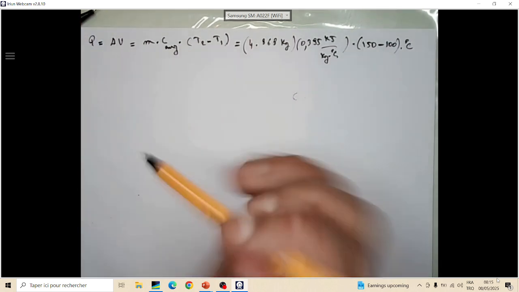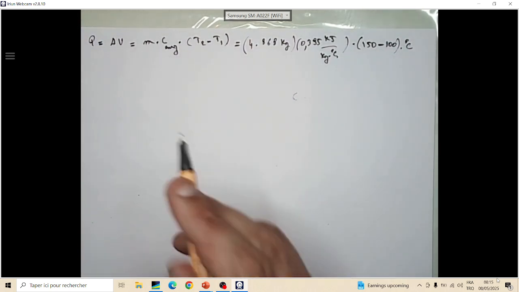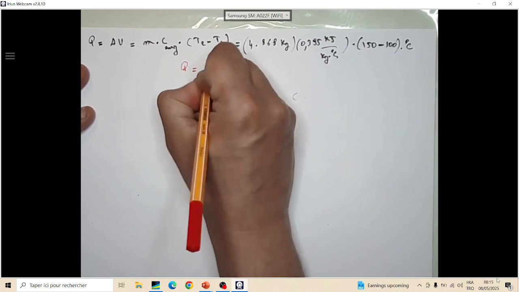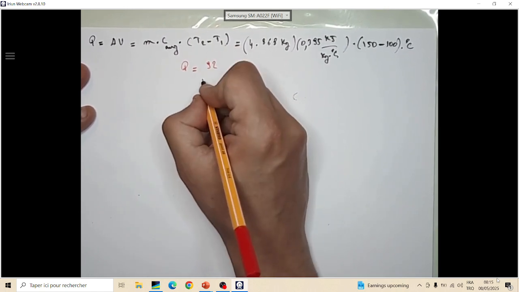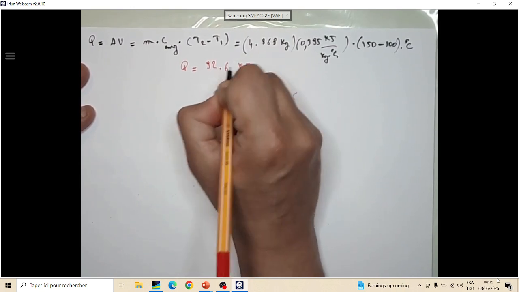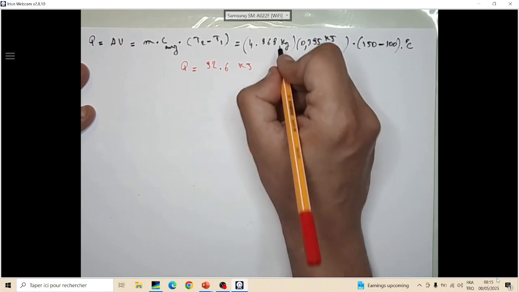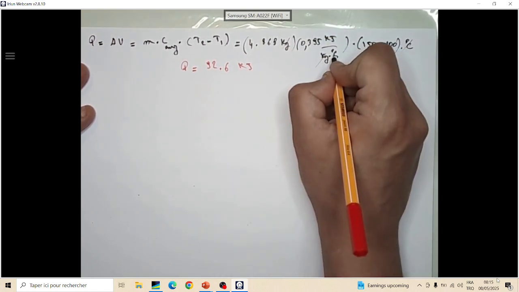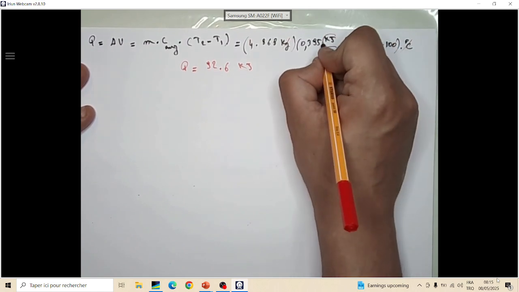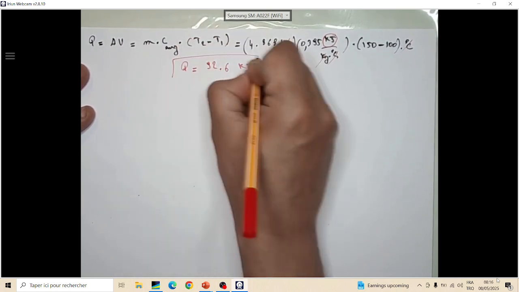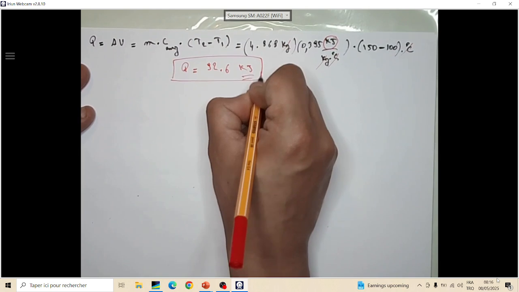This will give me, for the value of Q, 92.6 kilojoule. So why kilojoule for the units? We have this kilogram cancelled with this kilogram, degree Celsius cancelled with degree Celsius, and at the end for the units we have kilojoule. So for Q we have this value.